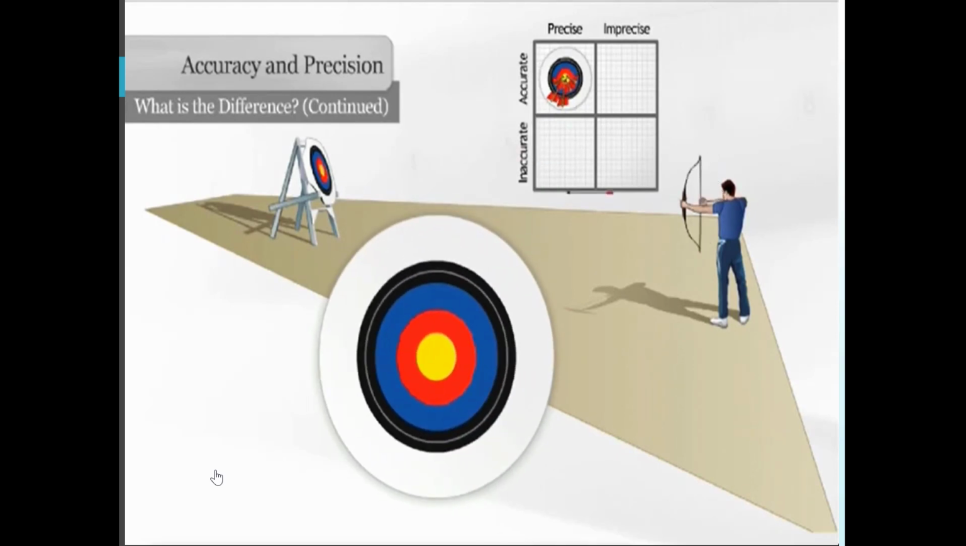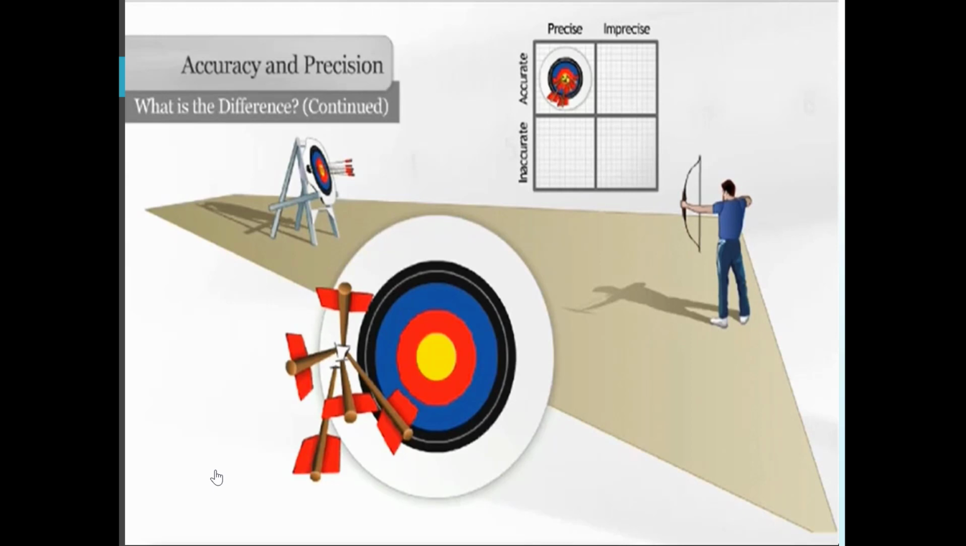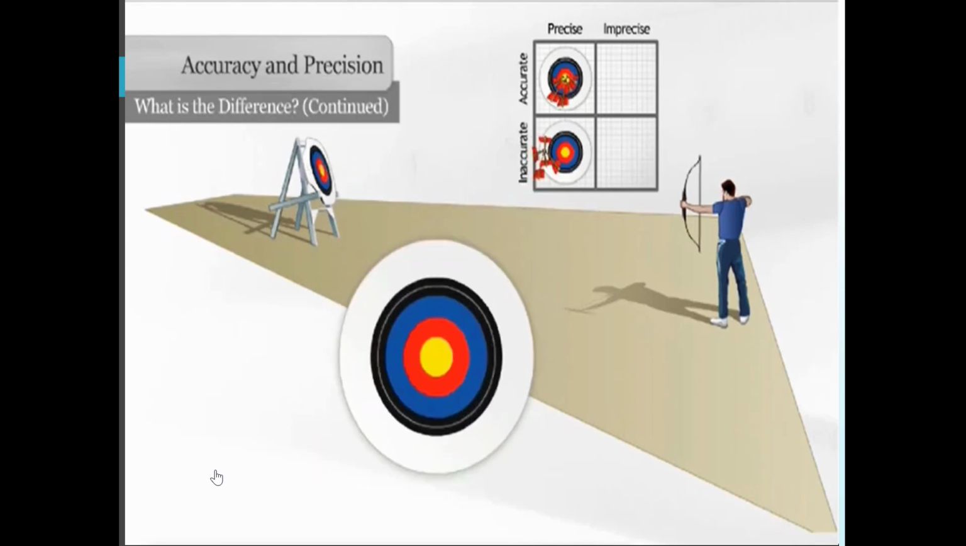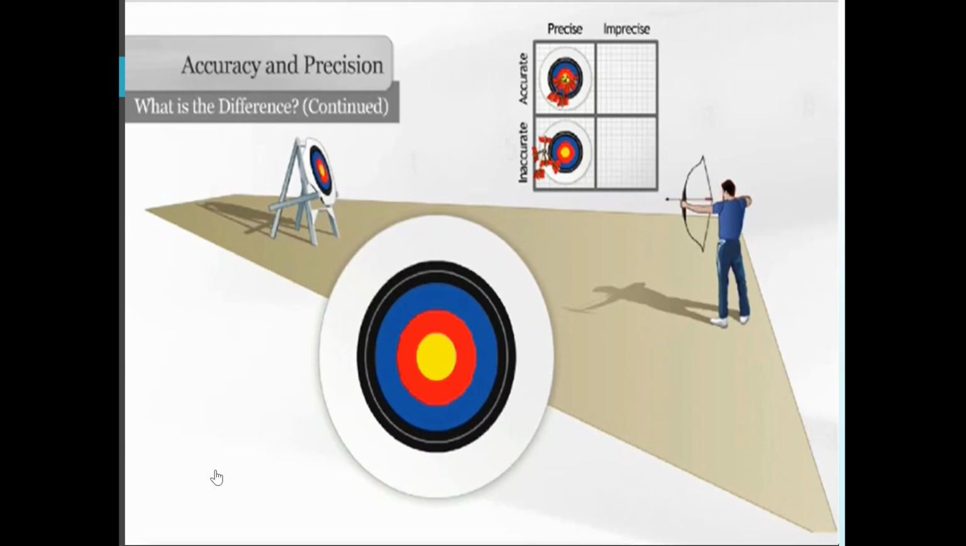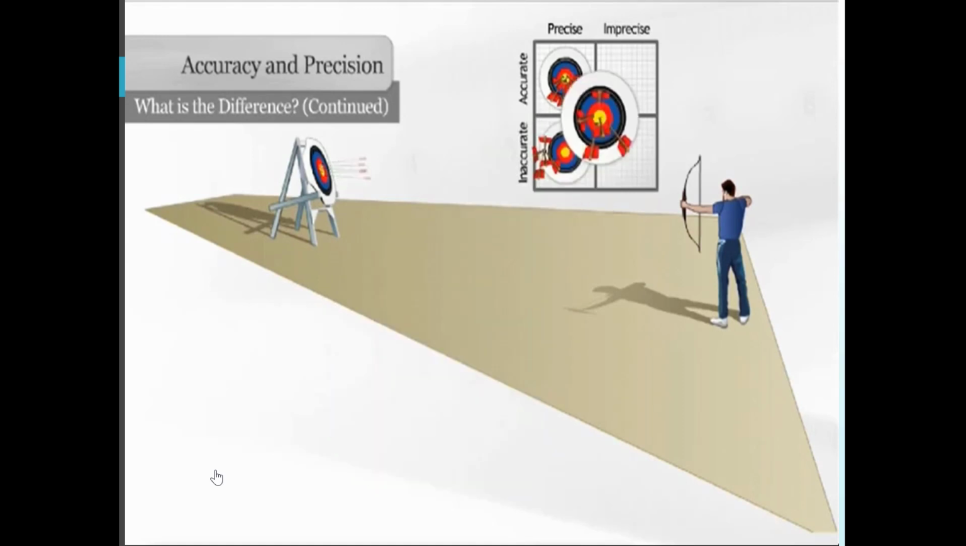Okay, if the archer is hitting the arrows at the same point all the time, but these are not the exact or true value, the true target, so these values will be precise but not accurate. And if the archer is hitting the arrows and they are close to the actual value but not very close to each other, so these values are accurate but imprecise. They are closer to the actual target but not closer to each other. So we will say that this is accurate but imprecise.